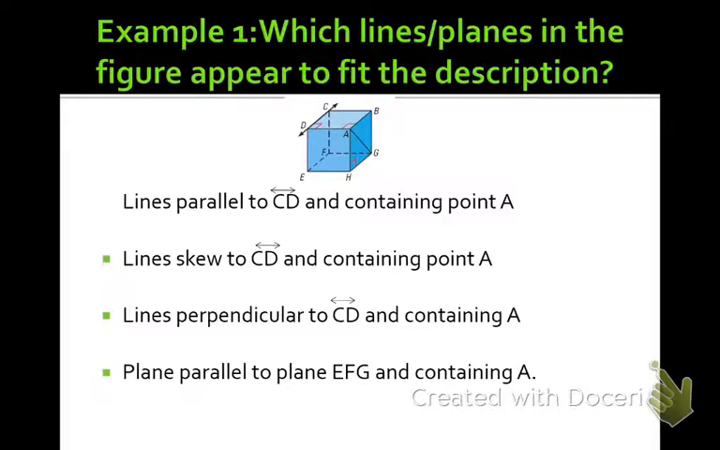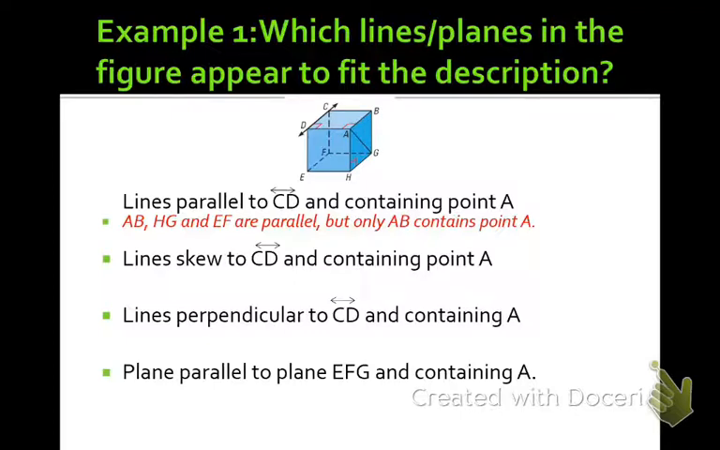Which lines, planes in the figure appear to fit the description? Lines parallel to CD and containing point A. What lines are parallel to CD and contain point A? Yes, AB. HG and EF are parallel to CD, but they do not contain A. So AB would be the only one that fits that description.